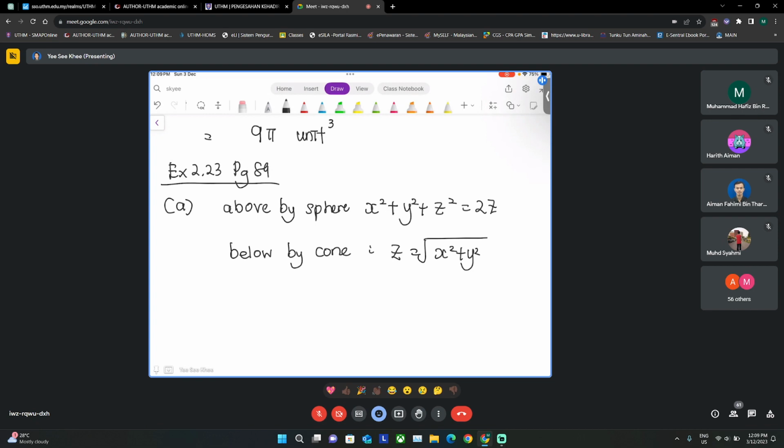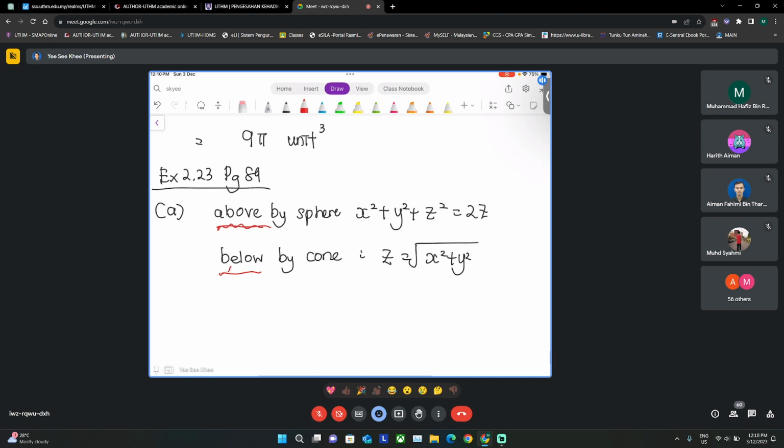Just now the question told you what rho and phi are. But this question doesn't tell you. They just tell you what the shape is and what the equations are. So you have to find rho and phi yourself. Always I like to write down above by what, below by what, so you know which region you want to find the volume of. It's very important: you must be aware of all these wordings, above and below.